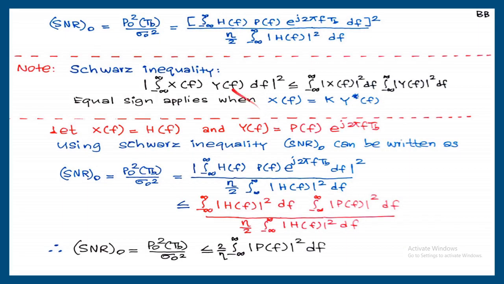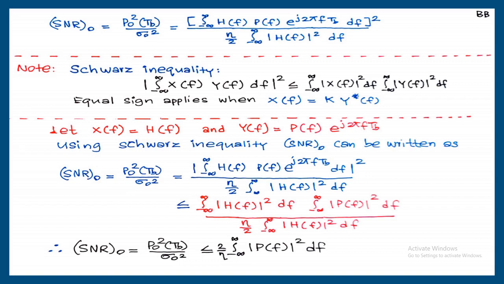So signal to noise ratio is equal to, I just squared that equation number 1, P0 square TB upon sigma 0 square, which is equal to equation number 1 squared divided by equation number 2. Now I am applying another result that is known as Shaw's inequality.